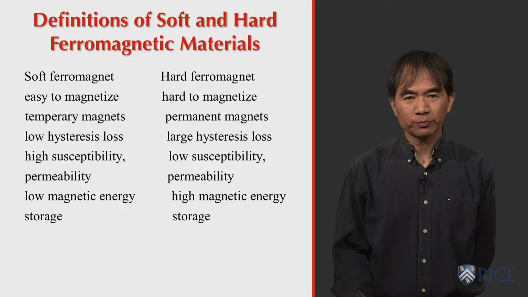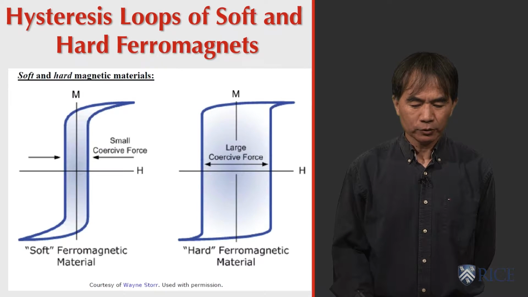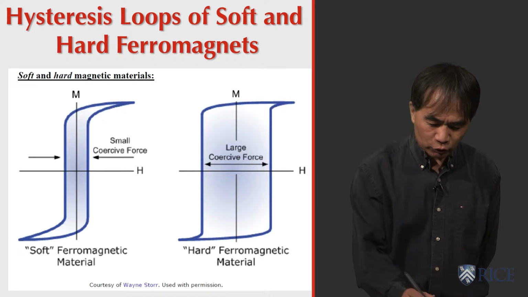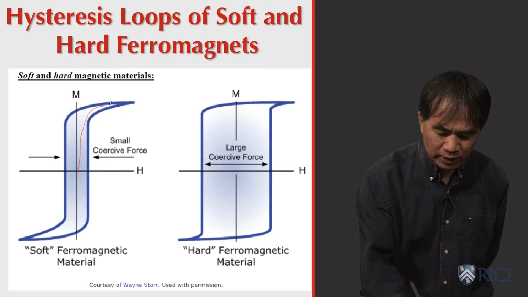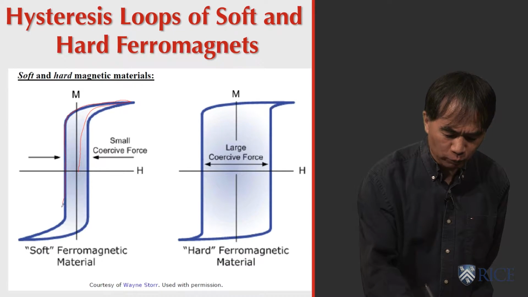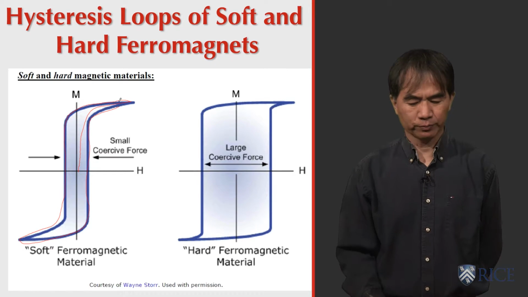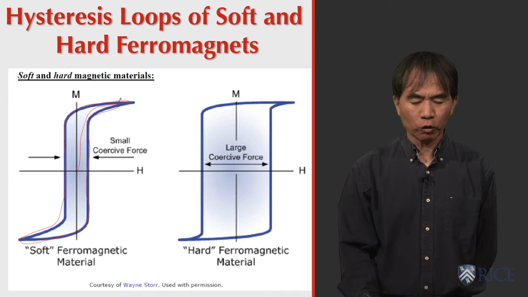So what is the key difference between a soft ferromagnet and a hard ferromagnet? Let's look at the hysteresis loop. In the soft ferromagnet, your coercive force or coercivity region is actually very, very small. That means as soon as you turn on an external magnetic field, you can very easily magnetize the system, and then you turn the field in the other direction. The hysteresis loop you see in the magnetization has a very, very narrow region. And this is the signature of a soft ferromagnet.